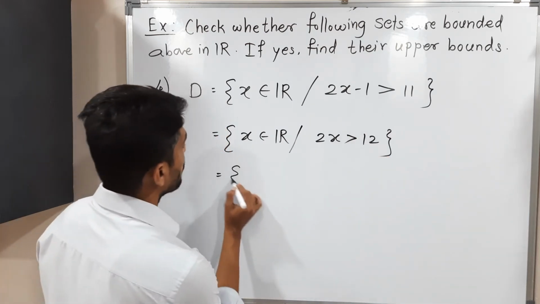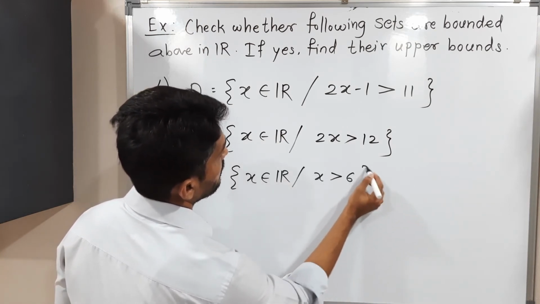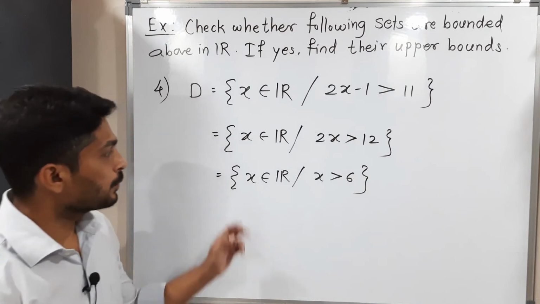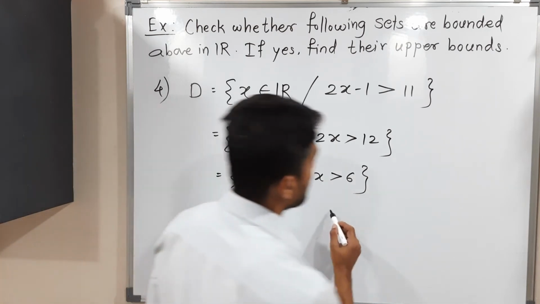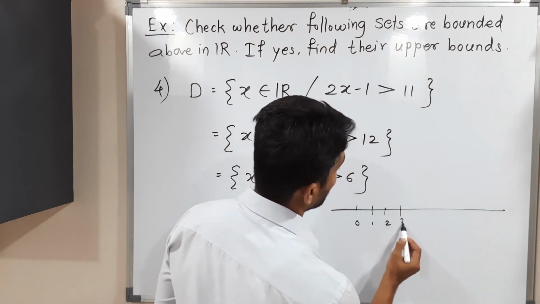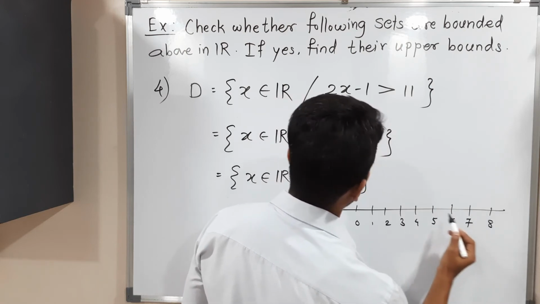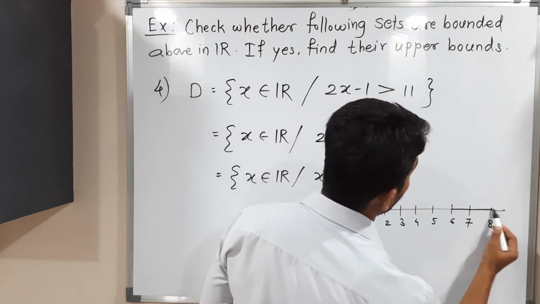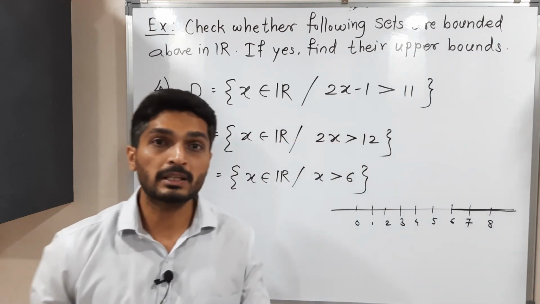So therefore x belongs to R. What will we get here? X greater than 6. Getting? So we can consider all real numbers which are greater than 6. That means if I draw diagram, it will be like this: 0, 1, 2, 3, 4, 5, 6, 7, 8. Getting? All real numbers which are greater than 6. Greater than 6, that means it can be anything. Can be 100, can be 1000, can be 1 lakh.